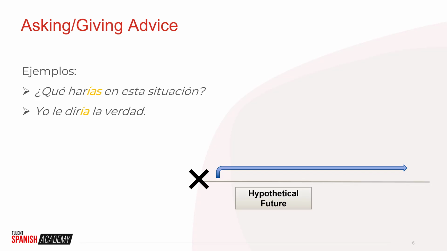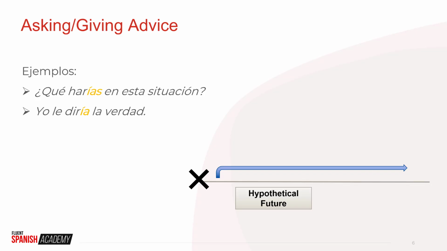In the question, I want to essentially know what you would do if you were in my position. ¿Qué harías tú en esta situación? So we're talking about something hypothetical. And in the response, we're saying what we would do in that situation. Yo le diría la verdad. I would tell him the truth. This would occur in the future, hypothetically, so we really need the conditional when we're talking about these hypothetical situations. It's not a factual reality, but rather a hypothetical outcome.